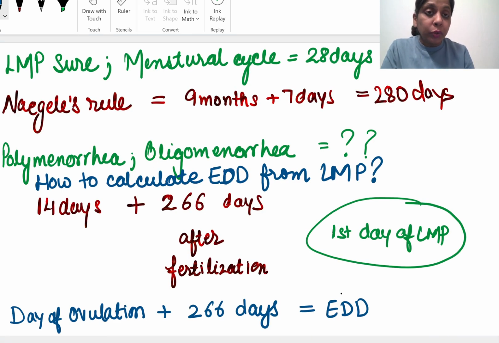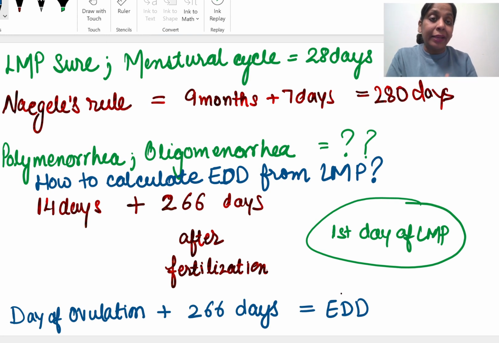Okay, so you all know that to calculate EDD from the LMP, we use Naegeli's formula. But you should know one thing, that the cycles should be regular and the menstrual cycle should be of 28 days. Then only are we going to use Naegeli's formula. Okay, and what is Naegeli's formula? To add 9 months and 7 days to the LMP, right? So all this counts to be 280 days.